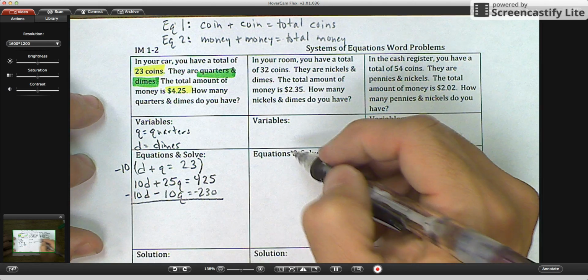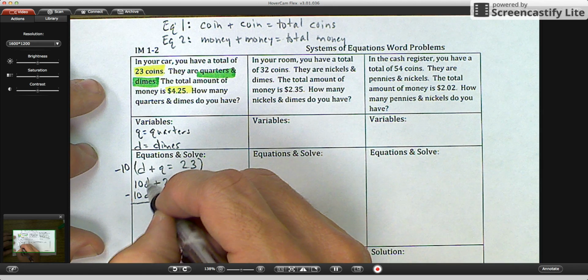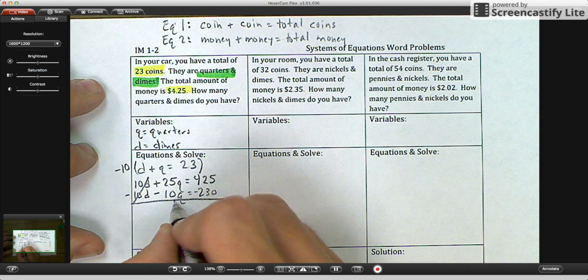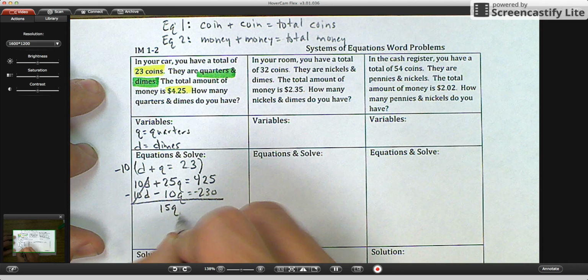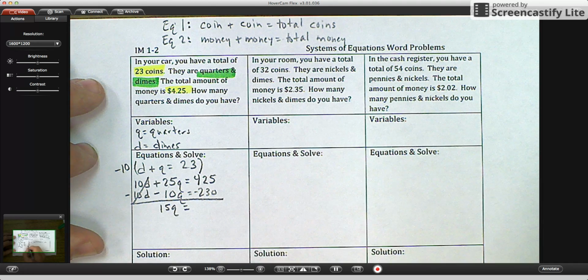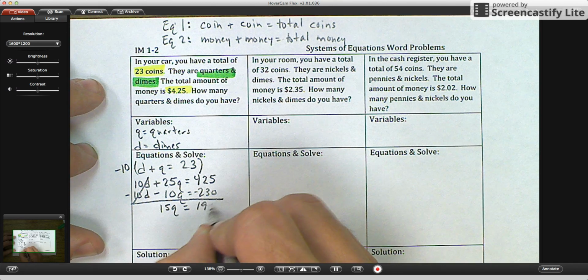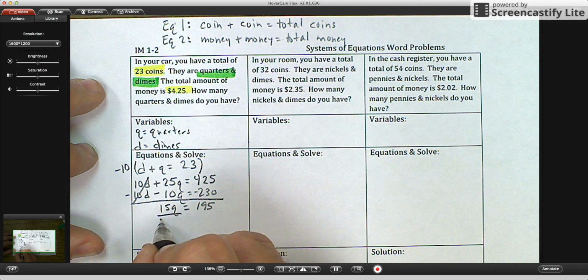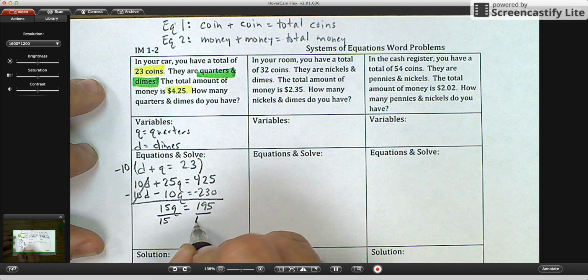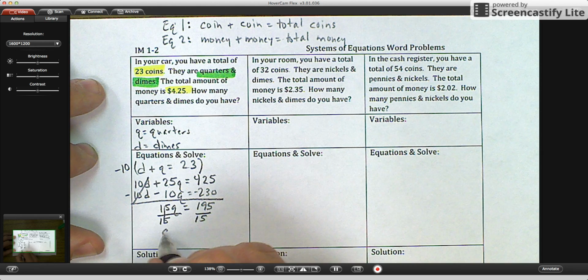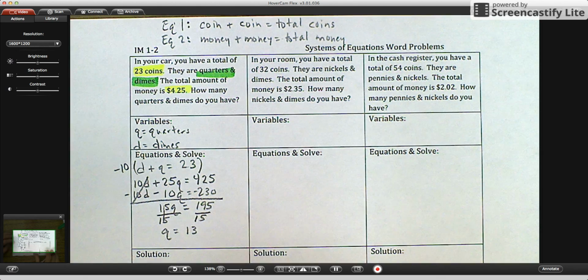Draw our line. 10D minus 10D, they cancel. 25 minus 10 would be 15Q is equal to 195. And now we're going to divide by 15. And they cancel, and you get Q is equal to 13. And that is how many quarters we have.